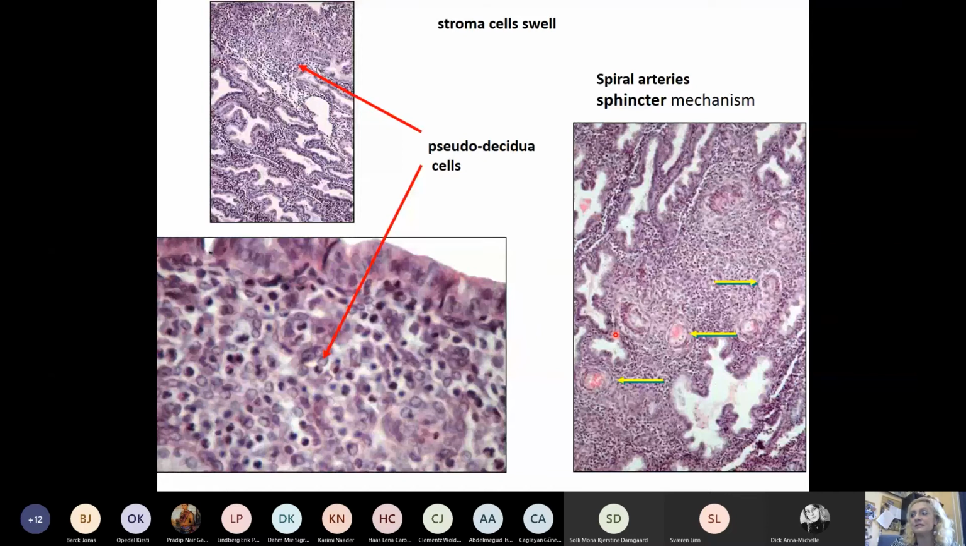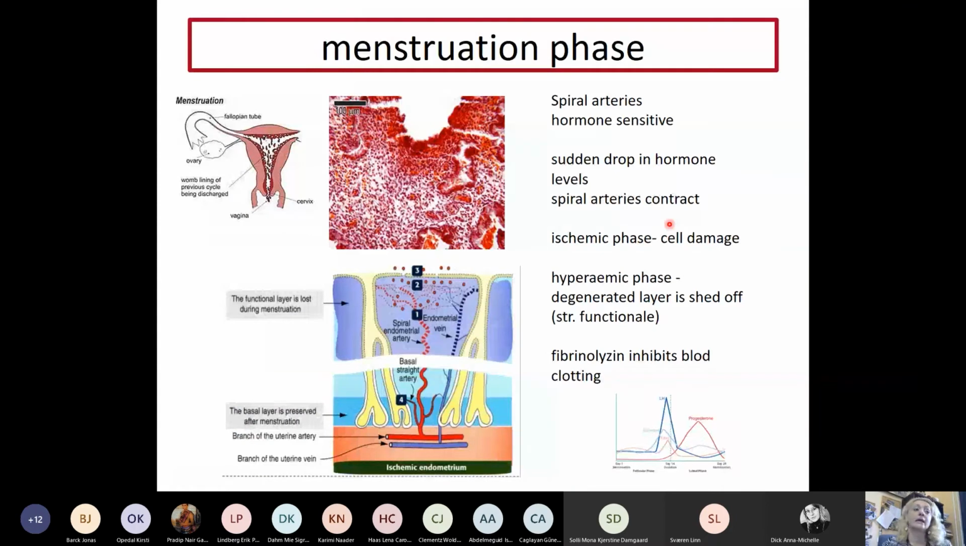And in some places, you can see the spiral arteries very well. Again, imagine if we have a spiral artery, we make a section, then you see the cross sections like this. These are the spiral arteries. And the third phase is the menstruation phase. We don't have a slide from this phase, but you have to know the story, at least this much you have to know.